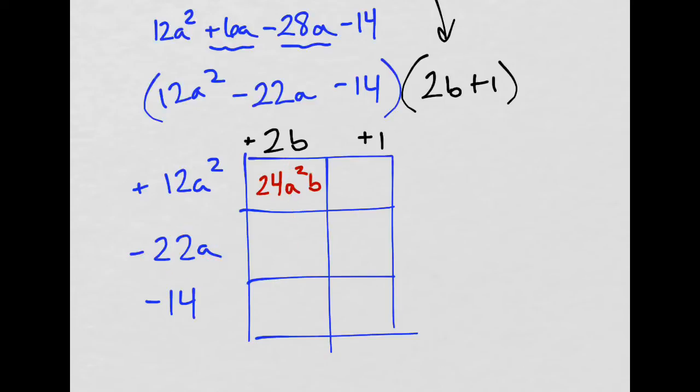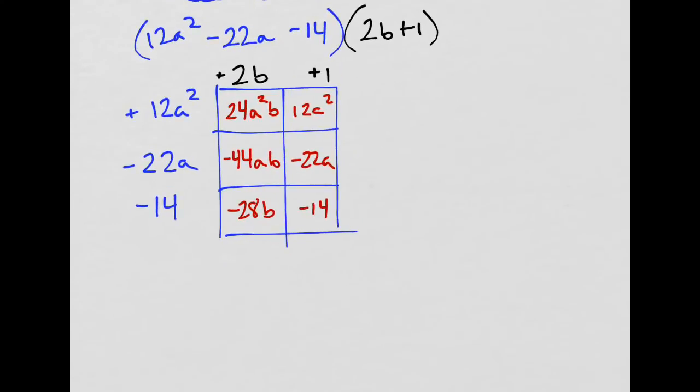So negative 22 times 2 is negative 44. Again, a and b, I cannot combine the exponents, so I just write them down, ab. And then negative 28b, right? Okay, and then I multiply those two. And that's just 12a squared, negative 22a, negative 14, right? Because I just multiplied by 1.